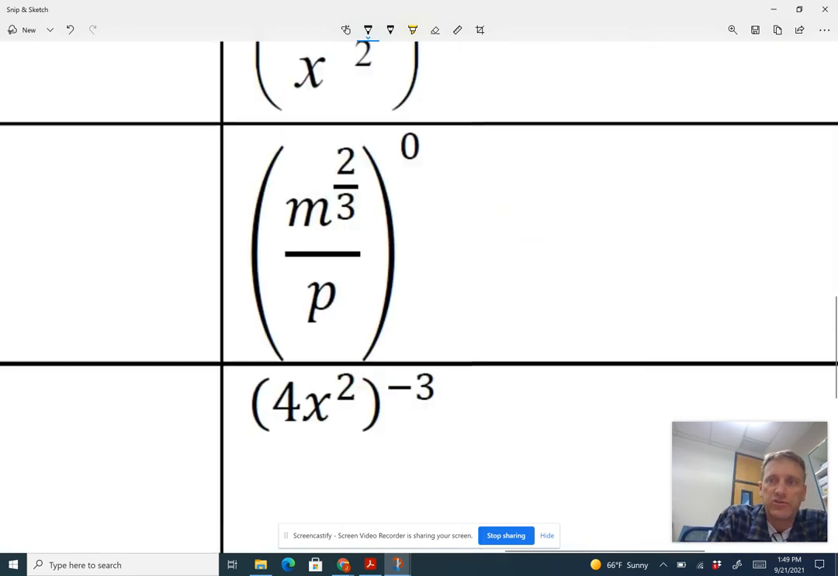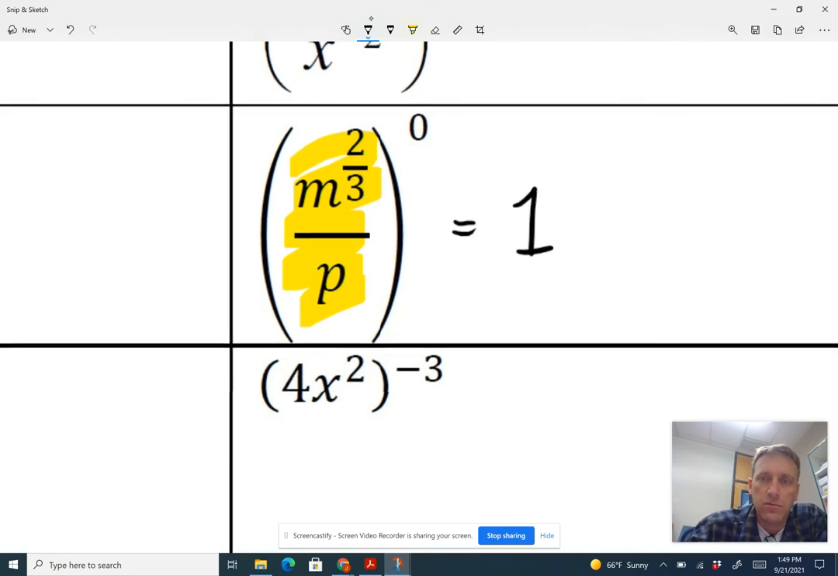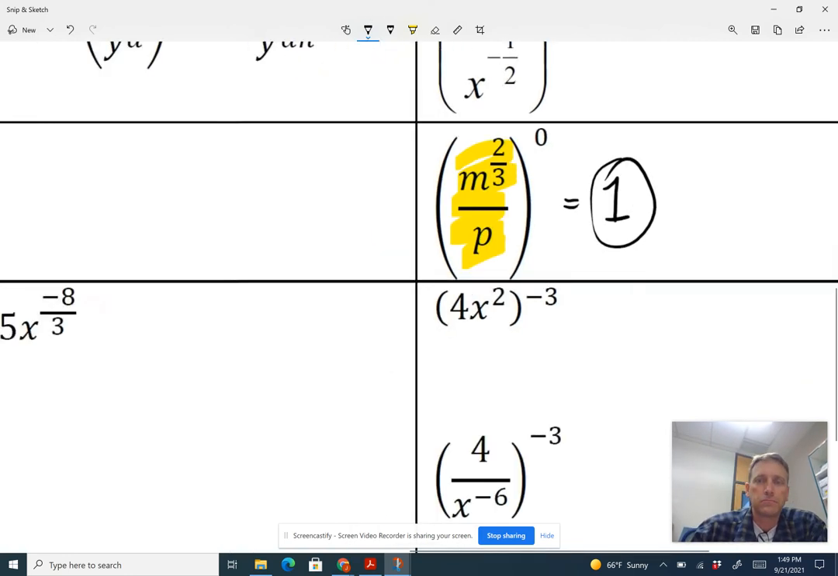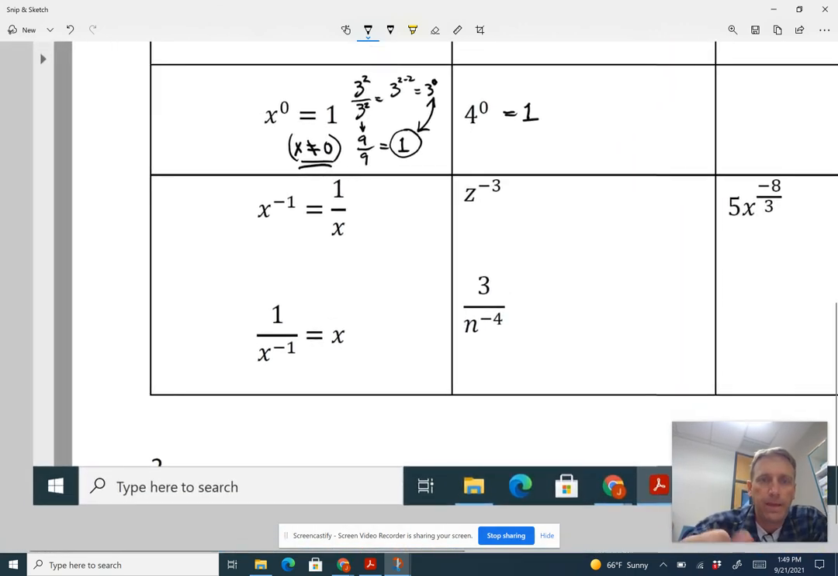And this works with rational exponents as well. It doesn't really matter too much what we have inside here, so long as it's not equal to 0. You raise it to the 0 power, it's going to be equal to 1. Okay, and then finally, negative exponents. The negative exponent means the reciprocal. You got x to the minus 1, that's 1 over x. If you have 1 over x to the minus 1, if it's negative down in the denominator, it becomes positive in the numerator.